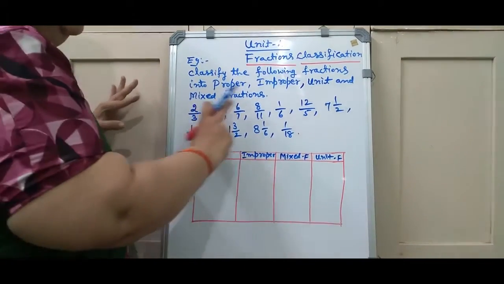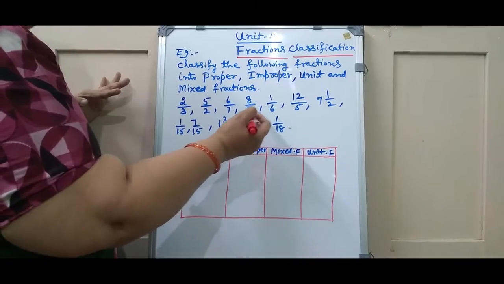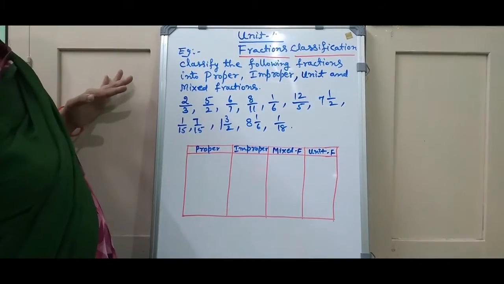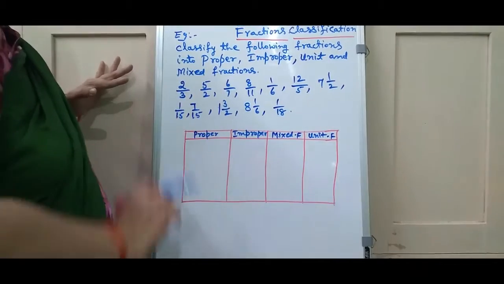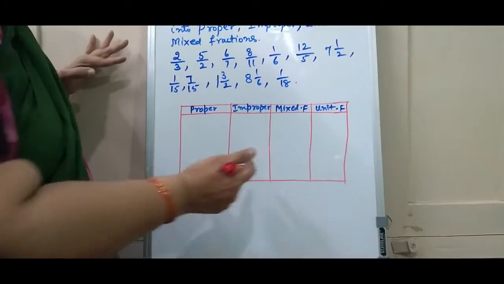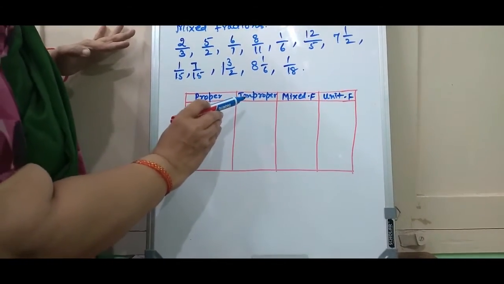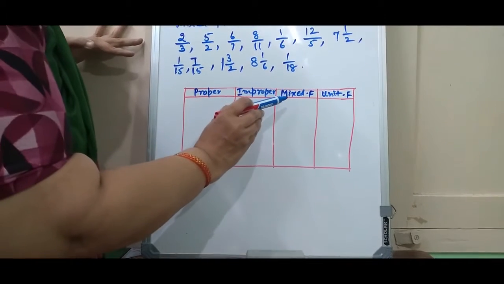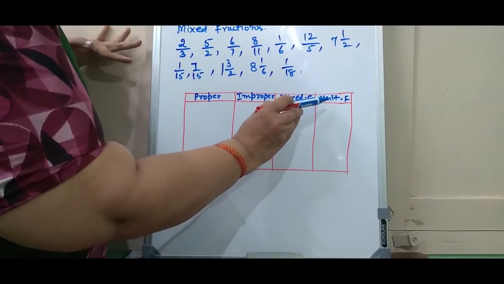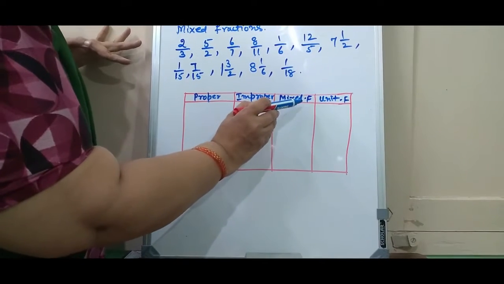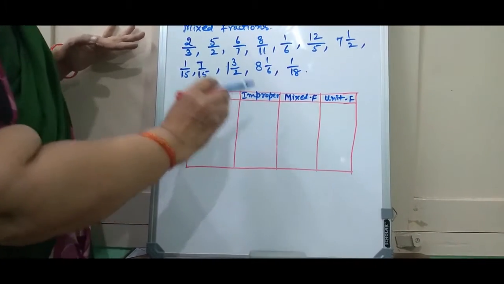Here you can see the fractions are not given in any order. We have to classify them into proper, improper, mixed and unit fractions. So I have made a tabular column like this. The first column is proper fraction, the second is improper fraction, the third is mixed fraction, and the fourth is unit fraction. I have taken F as the symbol for fraction here.